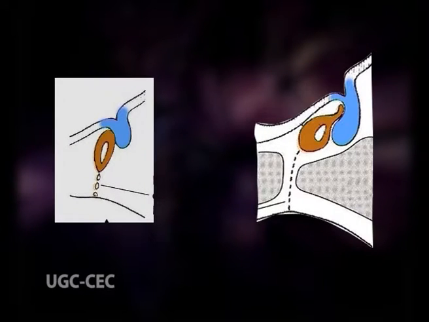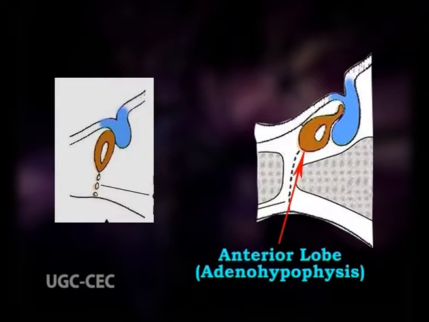These two areas have different embryologic origins. The anterior lobe, that is adenohypophysis, develops from the ectoderm of the pharyngeal roof, that is the oral cavity, through a pocket called Rathke's pouch. On the other side, the posterior lobe, that is neurohypophysis, is derived from the floor of the diencephalon.